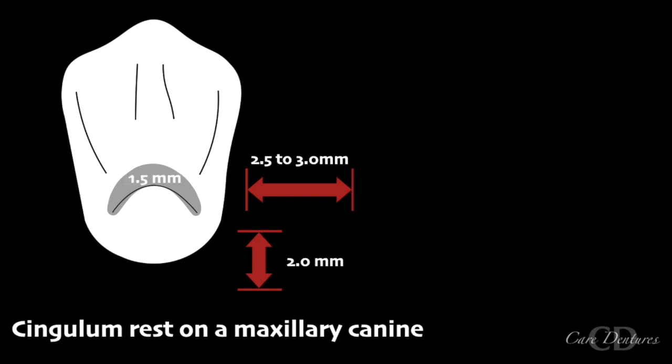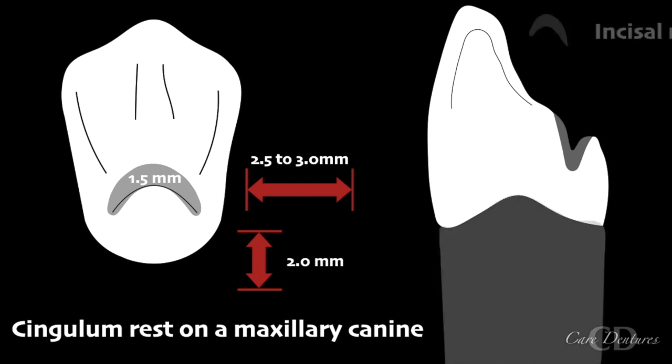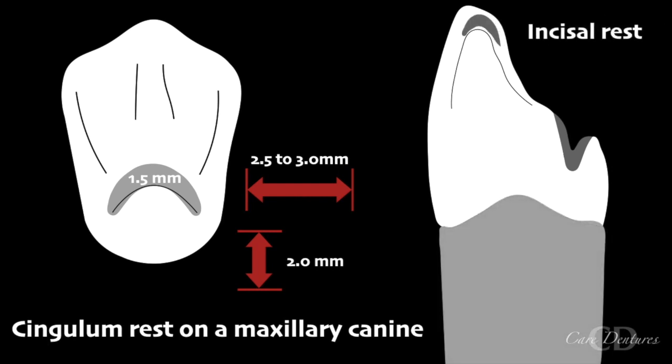This is how the rest looks from the proximal surface. The reason why an incisal rest is not preferred in anteriors is because the distance of the cingulum to the center of rotation of the tooth is lesser than that of the incisal edge. The lesser the better, as a higher magnitude of force would then be required to tip the tooth at the cingulum, thus protecting it longer.